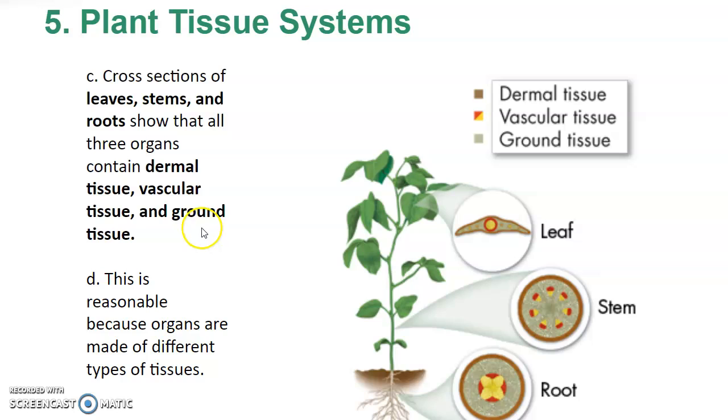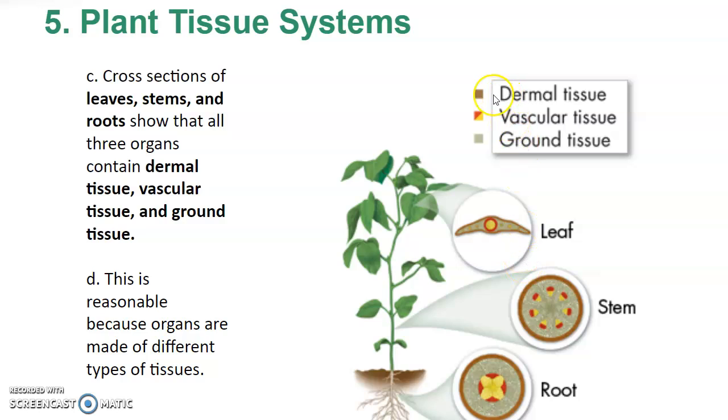All three of the organs, roots, stems, and leaves, have all three of the tissues in them. So if I look here at a leaf and I cut this leaf in half, and I'm looking at it after I've cut it in half. Sorry about that. Spam call.